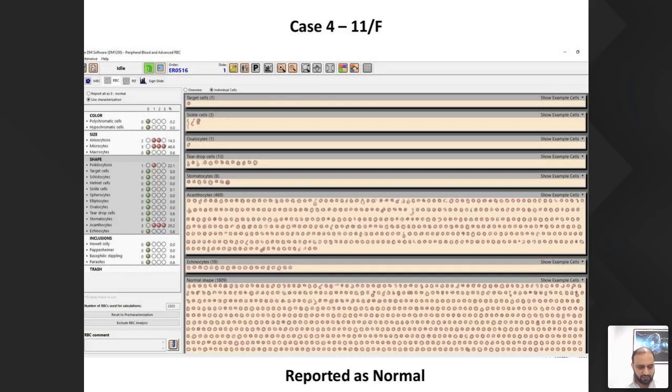So with these three cases, I try to emphasize how important it is in a clinical setting to quantify as well as grade the various poikilocytes. Also, it is important that we club the analyzer report along with this digital morphology report into the hands of a trained, skilled hematopathologist. You are sure to get the best outcomes.